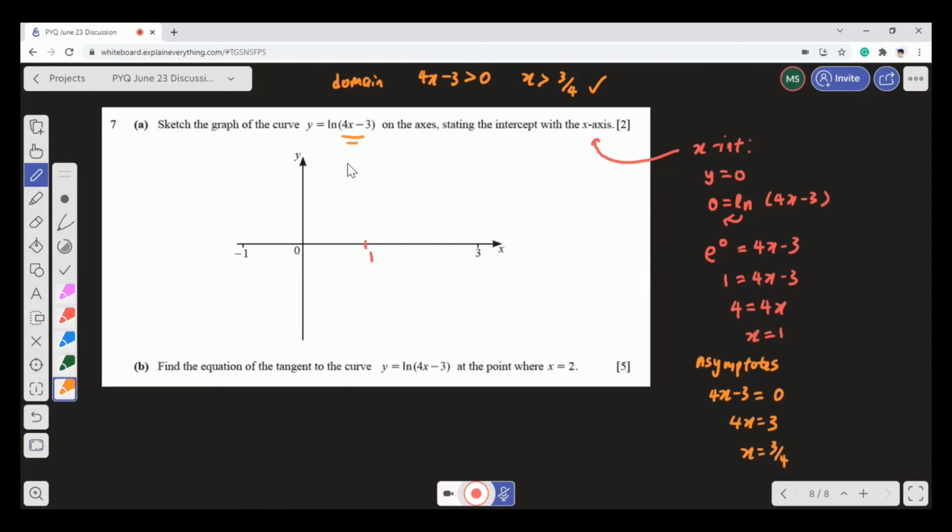Meaning to say at 3 over 4 here, this line, the graph will never touch this line. It is very close to this line but never touches, and goes up like this. This is the ln graph. Try not to forget how to sketch this.